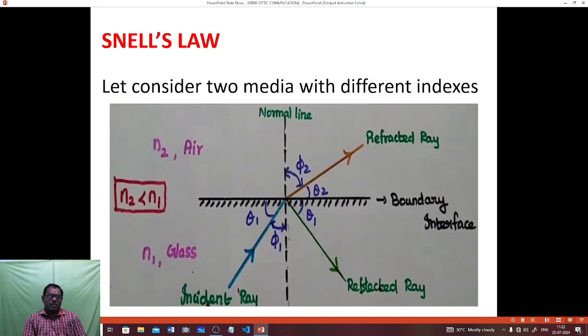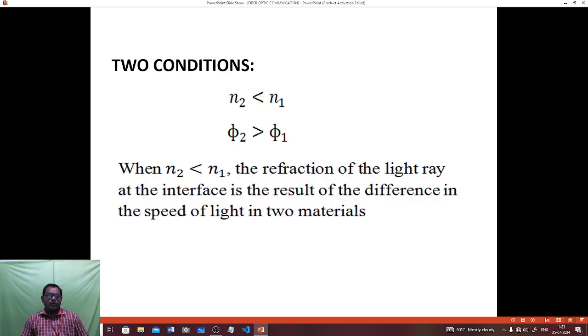So next we discuss Snell's law. It considers two media with different indexes. Two media: n1 is the refractive index of the glass medium, and n2 is that of the air medium. So here the incident ray, the refracted ray and the reflected ray depend on the speed of the light. So here the condition is n2 is less than n1. So the boundary interface and the normal line depend on the core and the cladding refractive index. Two conditions for Snell's law: n2 less than n1 and phi 2 greater than phi 1.